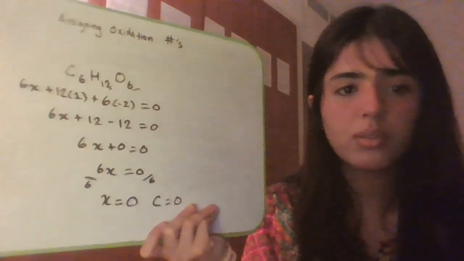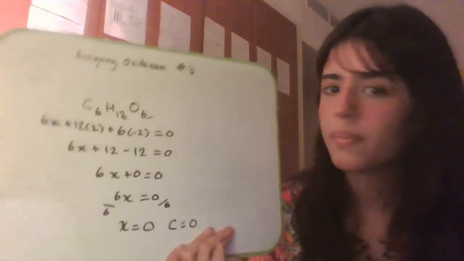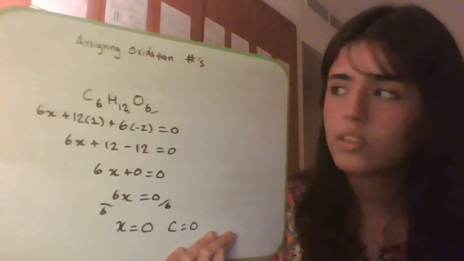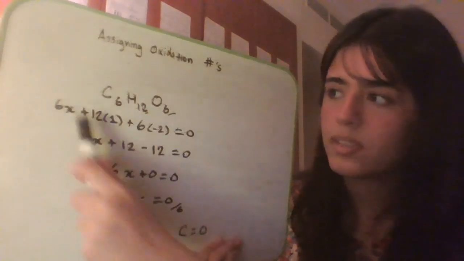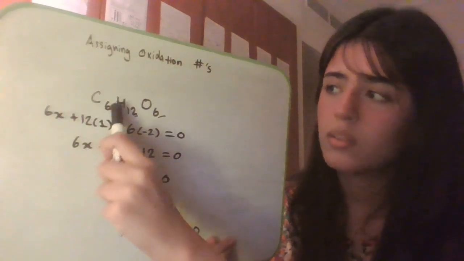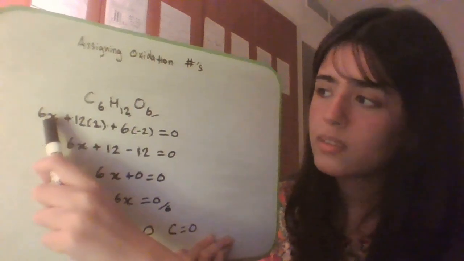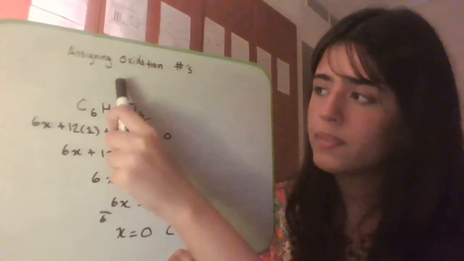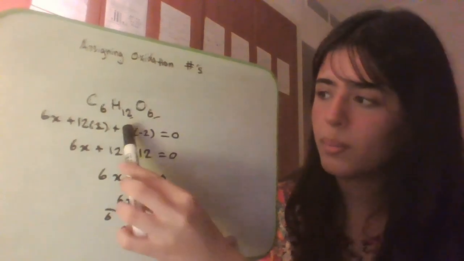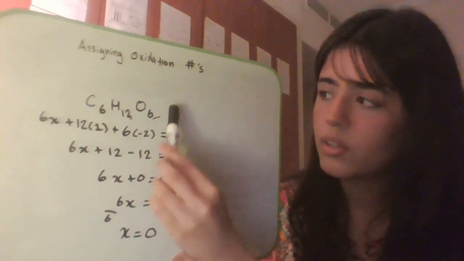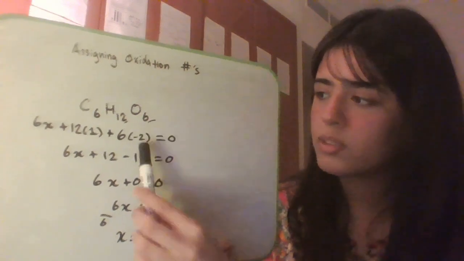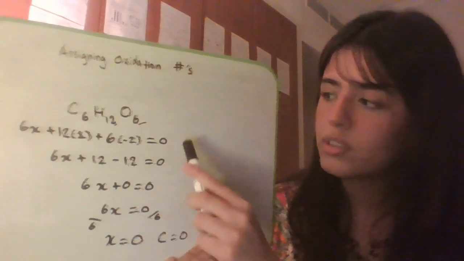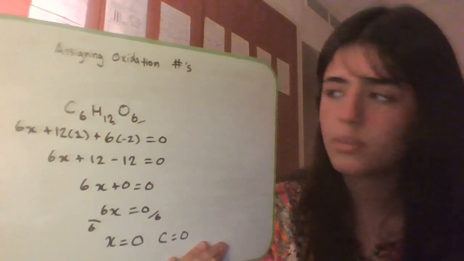Okay guys, so here I wrote the equation and I solved it. So here we have 6x. We're trying to find the oxidation number of carbon, so we'll assume that carbon is x. 6 times x, because there's 6 atoms of carbon, 6x plus 12 times 1. 12 atoms of hydrogen times the +1 oxidation number, plus 6 times -2. 6 atoms of oxygen times -2, which is the oxidation number of oxygen, equal to 0, because the whole compound has the oxidation number of 0.